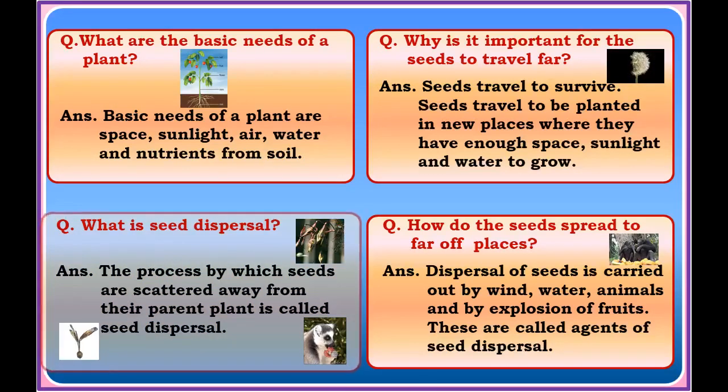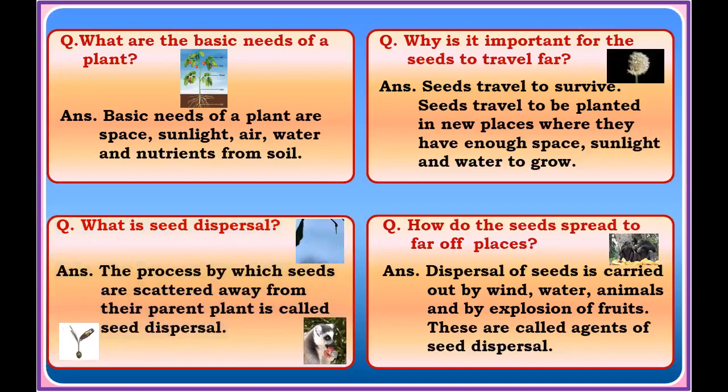What is seed dispersal? The process by which seeds are scattered away from their parent plant is called seed dispersal. How do seeds spread to far off places? Dispersal of seeds is carried out by wind, water, animals and by explosion of fruits. These are called agents of seed dispersal.